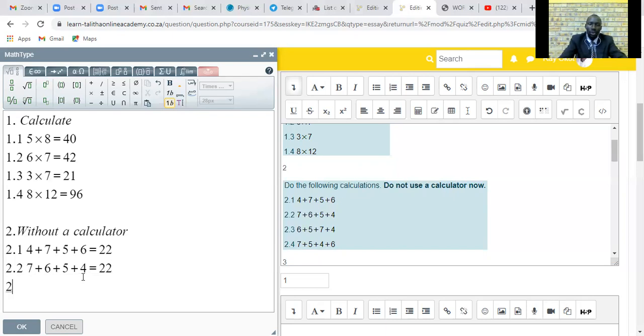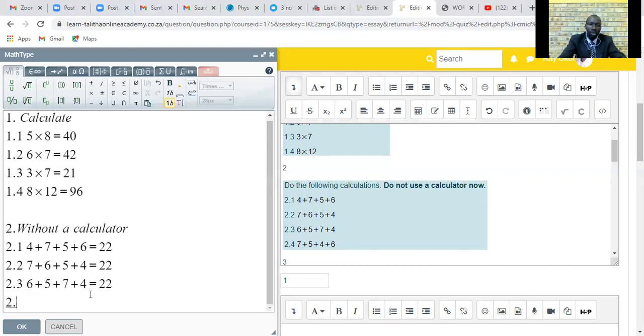And the next question is 2.3. And in 2.3, we have to add 6, sorry, we have to add 6 to 5, then to 7, then to 4. 6, 5, 7, 4. What do we get here? Well, notice that 6 plus 5 gives 11. 11 plus 7 gives 18. 18 plus 4 gives 22.